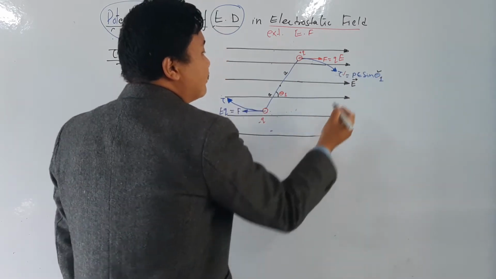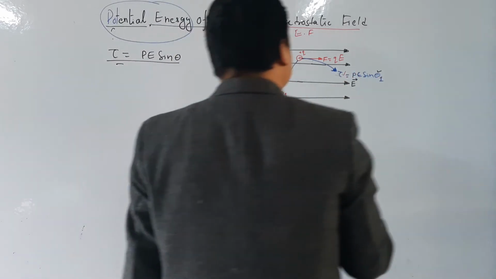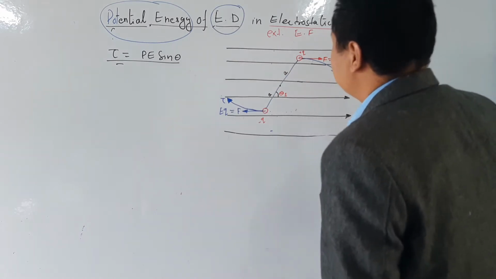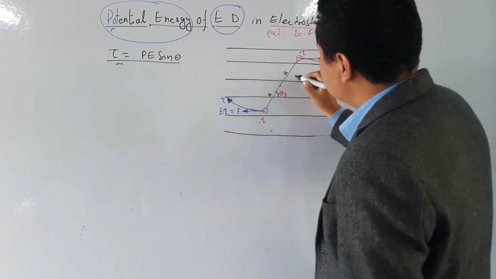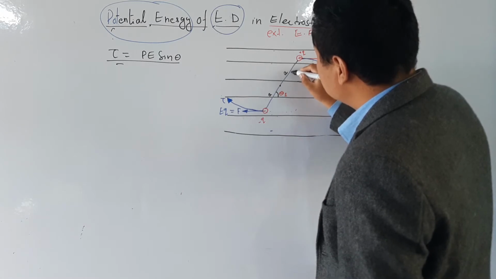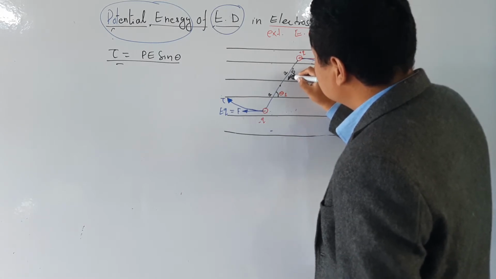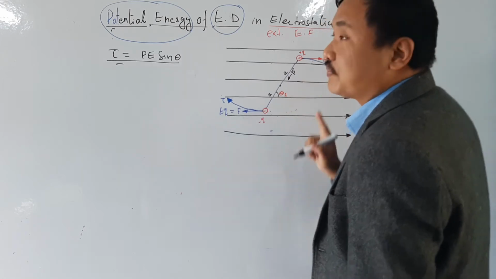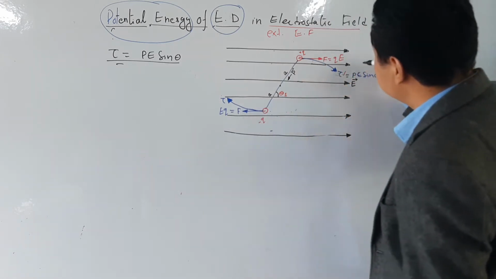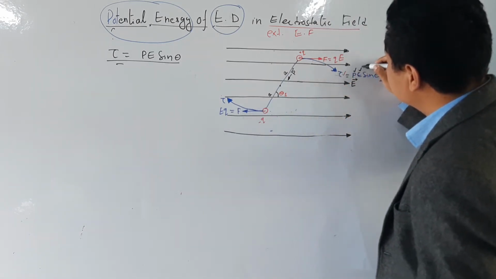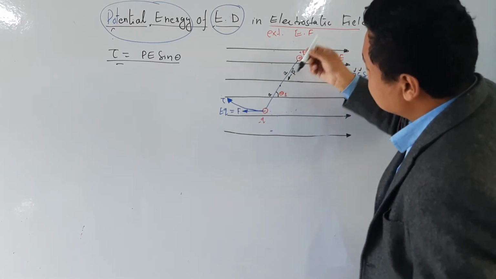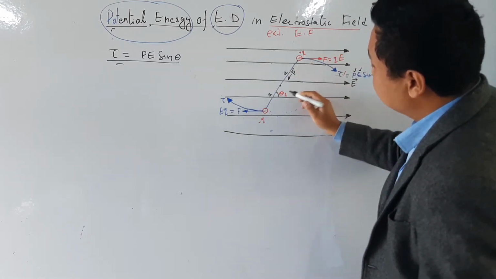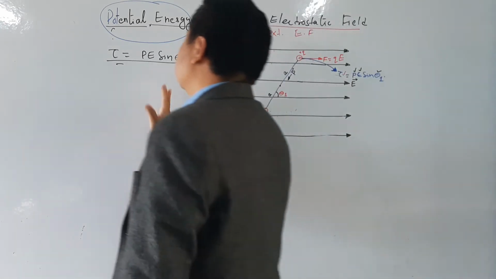Okay, so what is dipole moment? Dipole moment is the product of charge into the distance between these two charges. So there is a dipole moment P vector, and the direction is from positive to negative, and the angle between dipole moment and electric field is theta 1 here. Electric field in this direction, dipole moment in this direction, and angle is theta 1. So this is the torque.